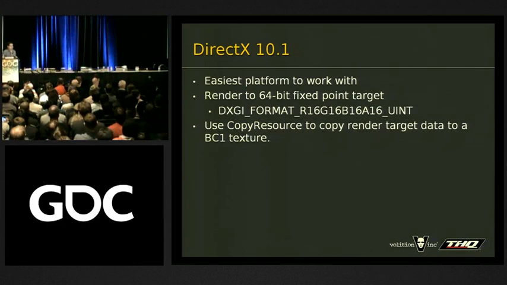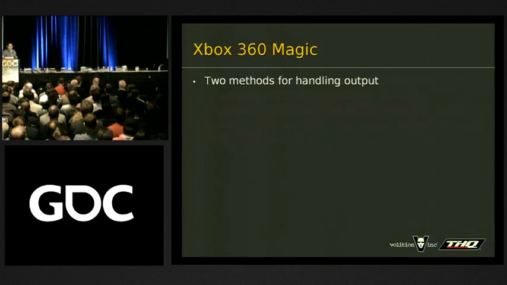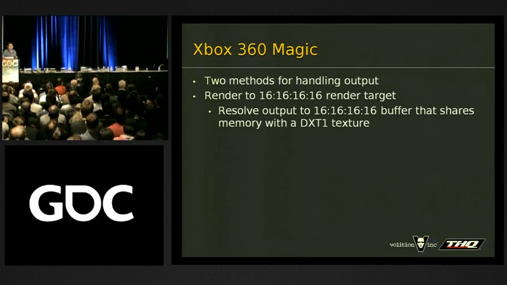Very simple. Unfortunately, this doesn't work on DirectX 10.0 because it simply does not support copying between 16-bit uint targets and BC1. Xbox 360 has two methods that we've tried that work pretty well. The first one that we use is very similar to DirectX 10.1.